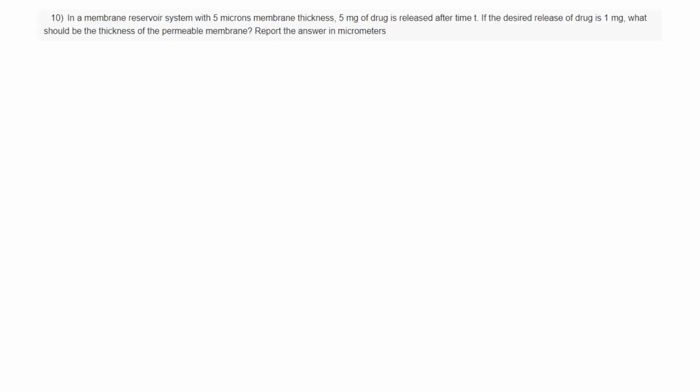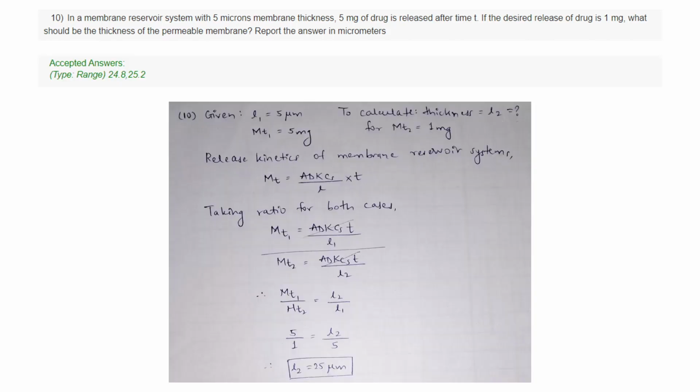And the last question was a short numerical where we have this membrane reservoir system with 5 microns of membrane thickness in which 5 mg of drug is released after time t. If we want the drug release to be 1 mg, what should be the thickness of the polymer membrane? We solve this using this formula where the amount of drug released is related to the time and thickness of the membrane in this equation. We just take a ratio, put in the values we know, and then we can get the right answer.